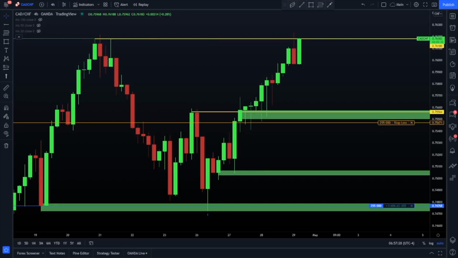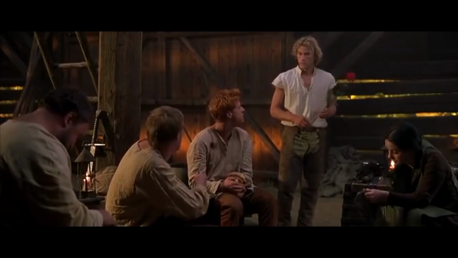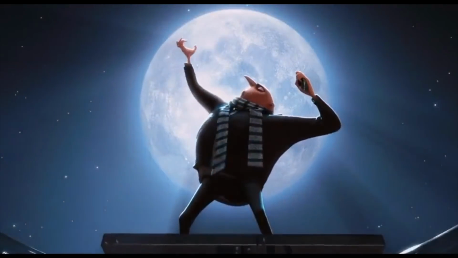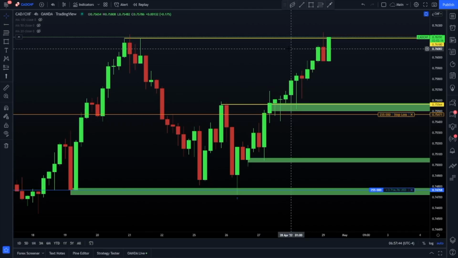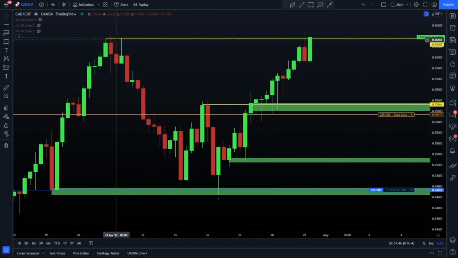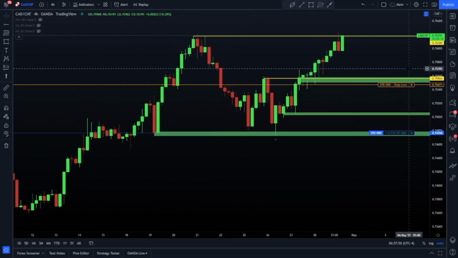It looks like we officially made it to the moon, guys. The moon. All jokes aside, we did officially make it to the previous high here, which was our target in yellow. And it's kind of unbelievable how well this trade has gone.